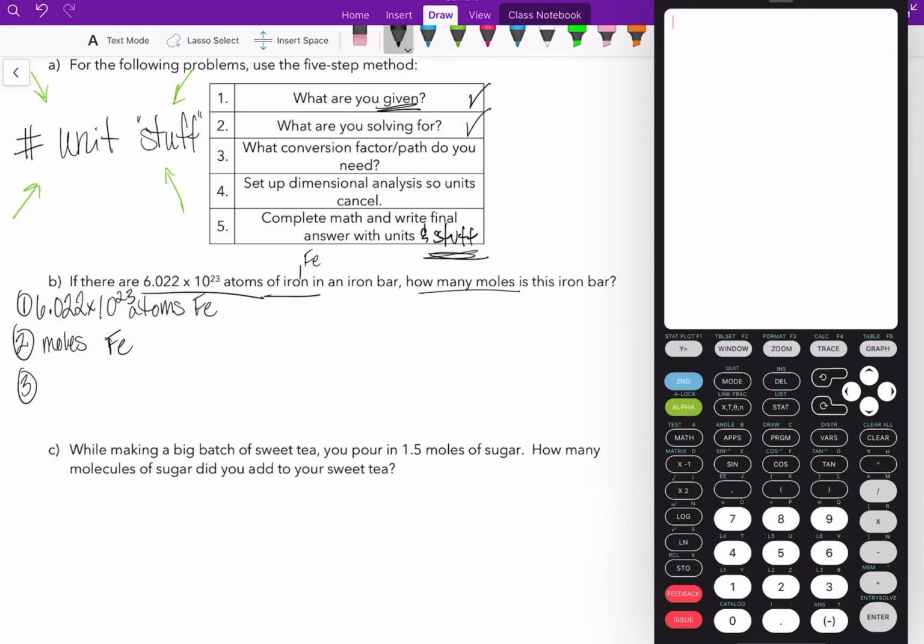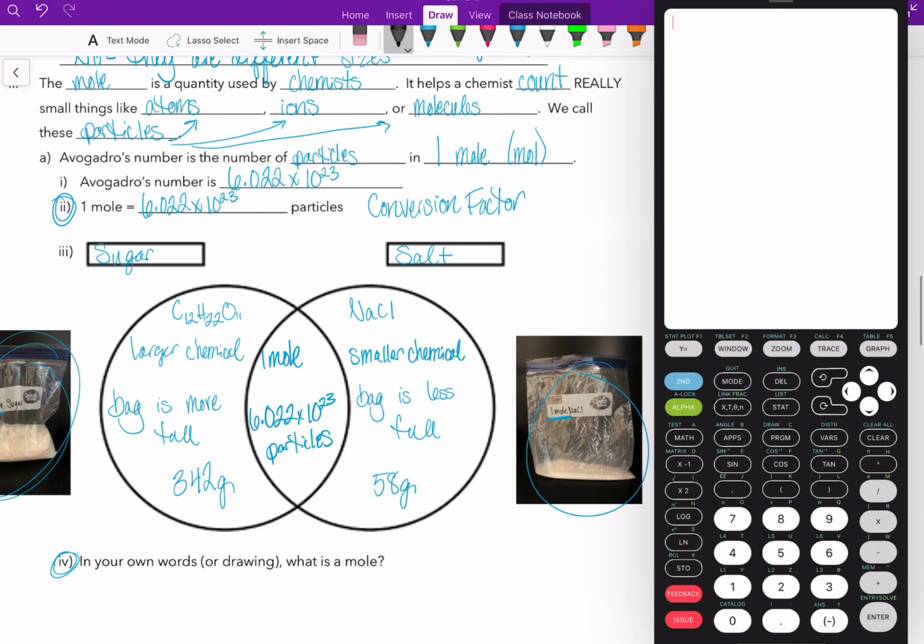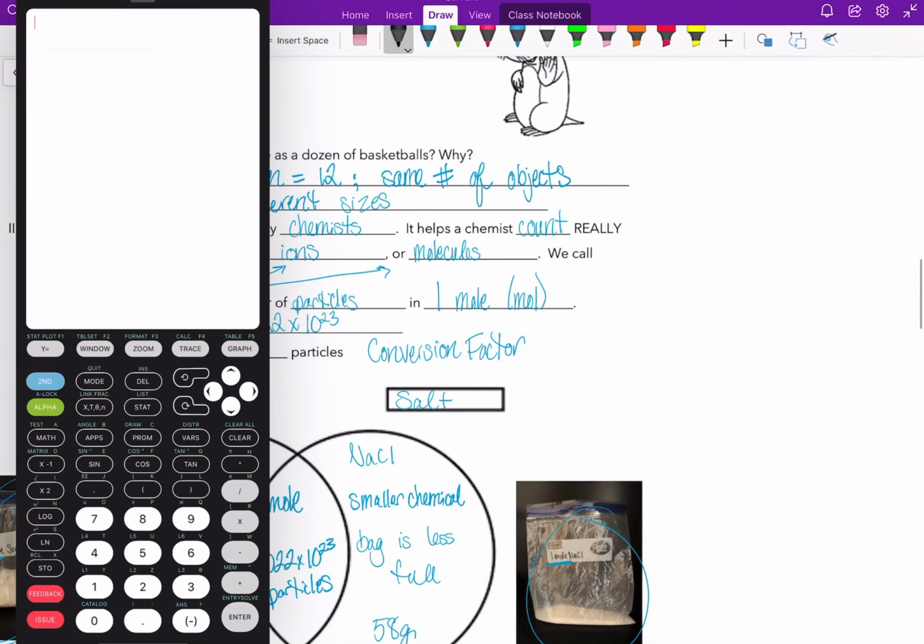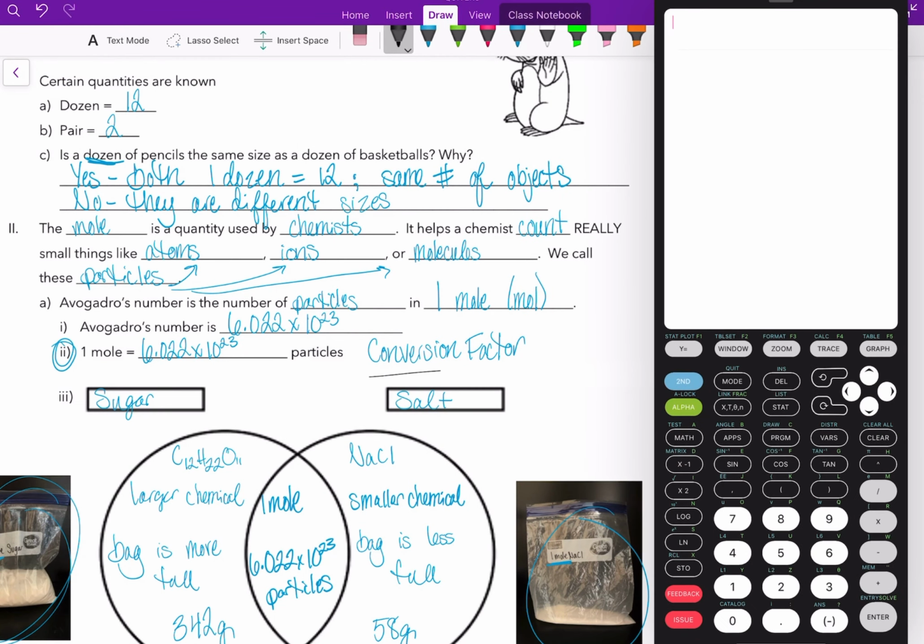Number 3, what conversion factor or path do you need? Our conversion factor is going to come from up here where we labeled it conversion factor. So this is our conversion factor: 1 mole equals 6.022 times 10 to the 23rd particles. And we know that there are different types of particles. We are currently looking at the particle atoms.